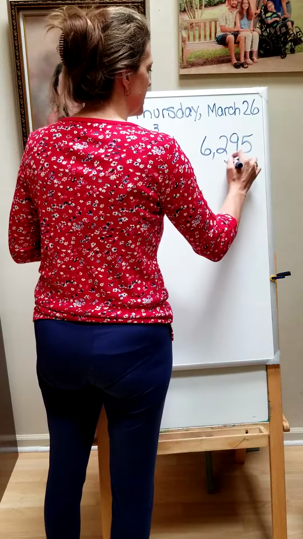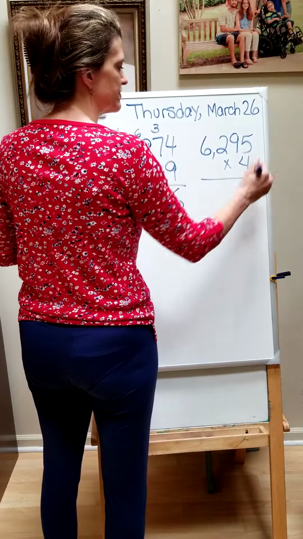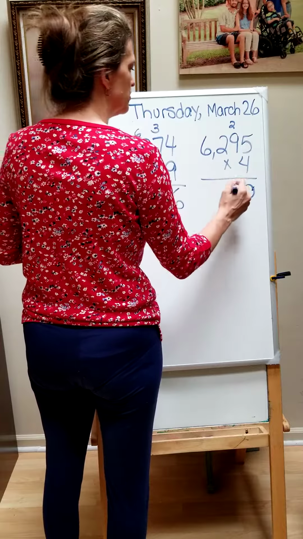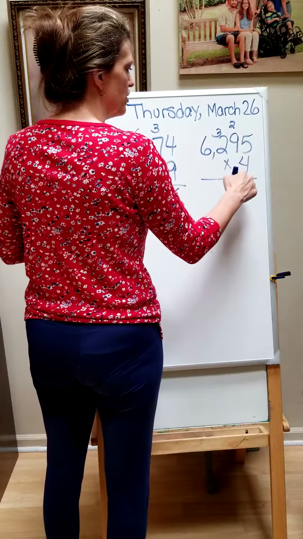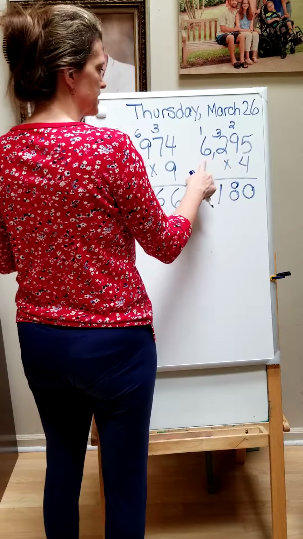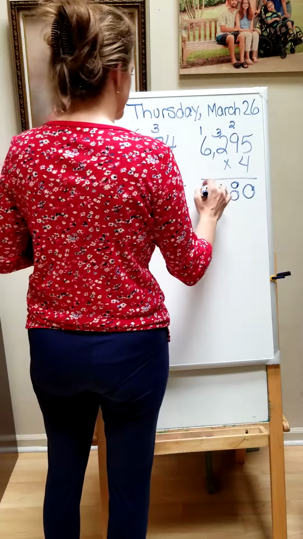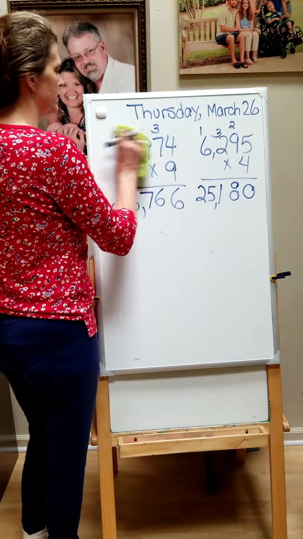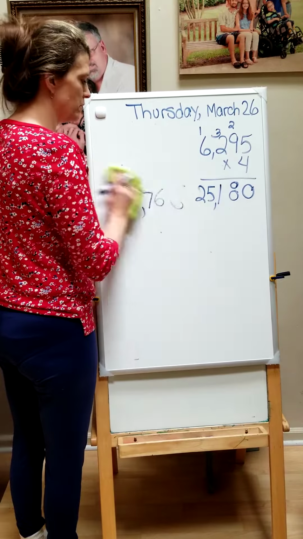6,295 times 4. 4 times 5, 20. Put a 0, carry 2. 4 times 9, 36, plus 2, 38. Put an 8, carry 3. 4 times 2, 8, plus 3, 11. Put a 1, carry 1. 4 times 6, 24, plus 1, 25. 25,180. All right, Roman numerals.